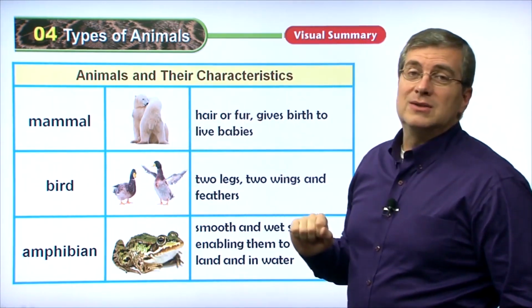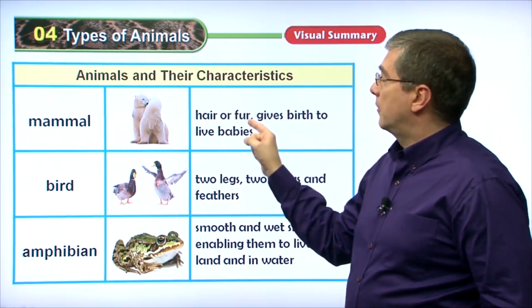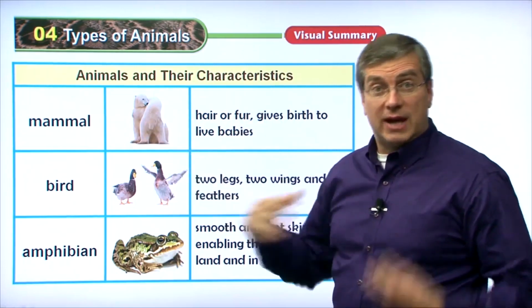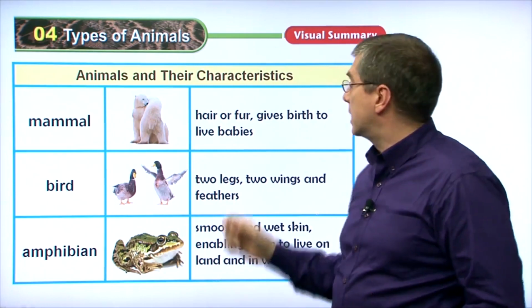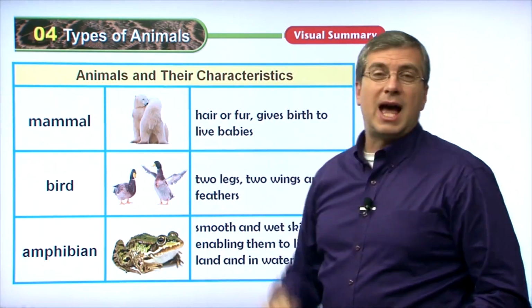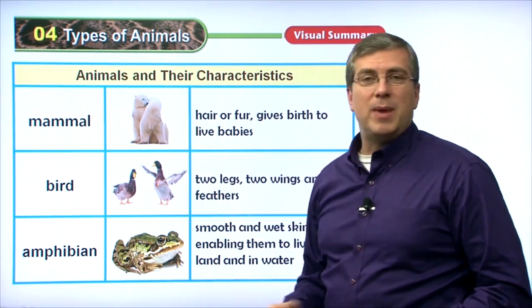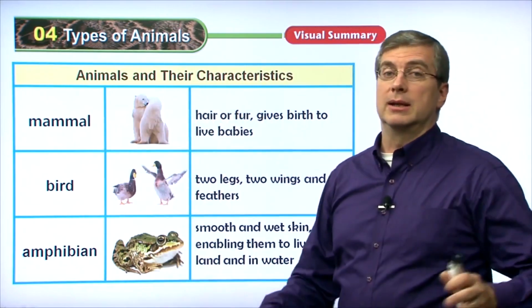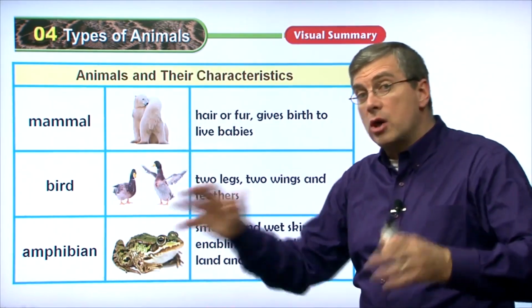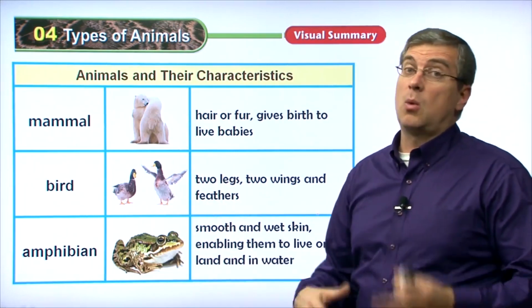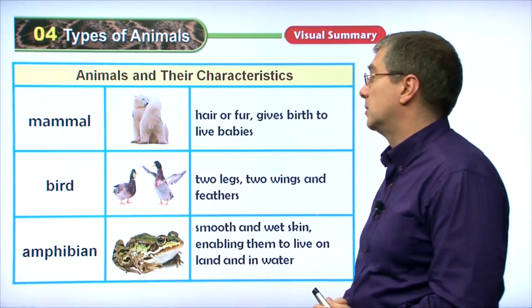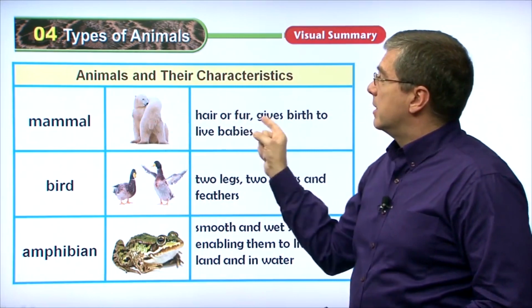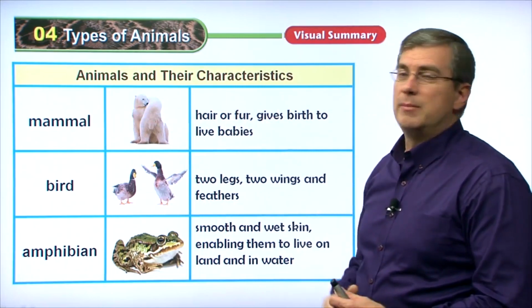What is their characteristic? Hair or fur. So we can see that mammals have a lot of hair. They have fur on their bodies. They give birth to live babies. So when they have a baby, the baby is not in an egg. It's moving around already. It's ready to start crawling around, sometimes even to start walking around, depending on the animal. Okay, so that's a mammal. This is the characteristic of the mammal.